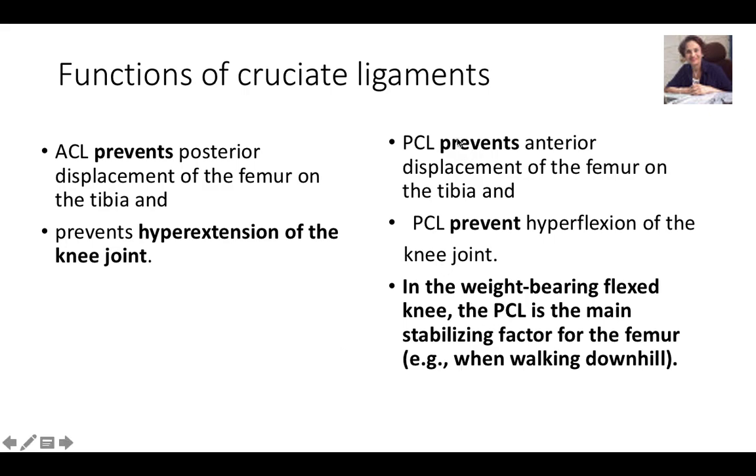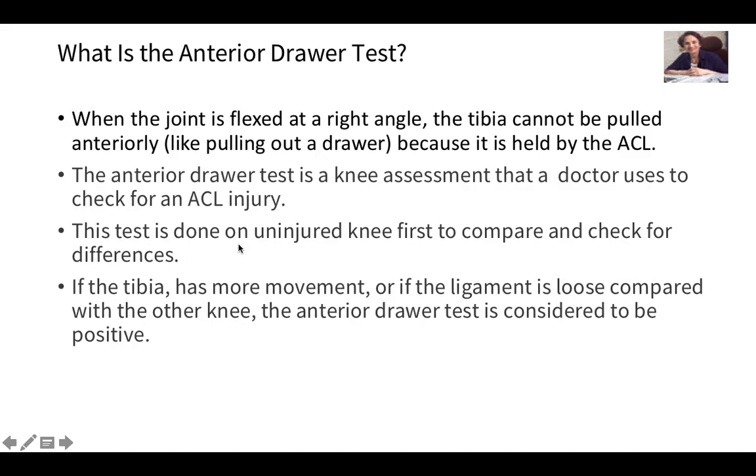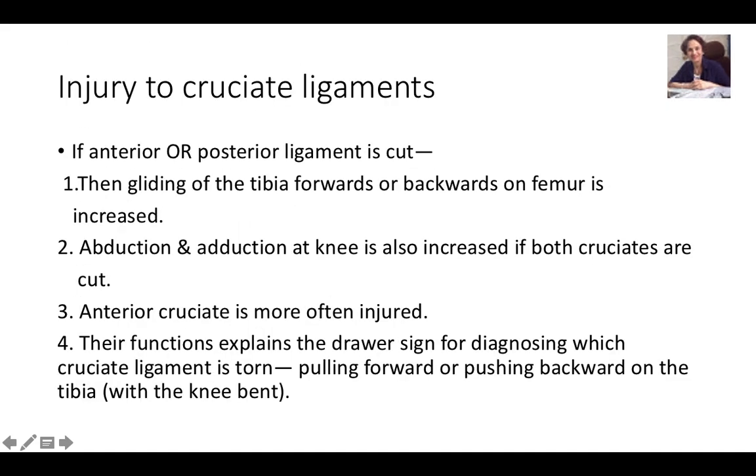The posterior cruciate ligament prevents the anterior displacement of the femur over the tibia, especially in the flexed weight-bearing knee, and it prevents the hyperflexion of the knee joint. It is the main stabilizing factor of the knee joint in a weight-bearing flexed knee, and it stabilizes the femur. While the anterior cruciate ligament prevents the posterior displacement of the femur over the tibia, and it prevents the hyperextension.